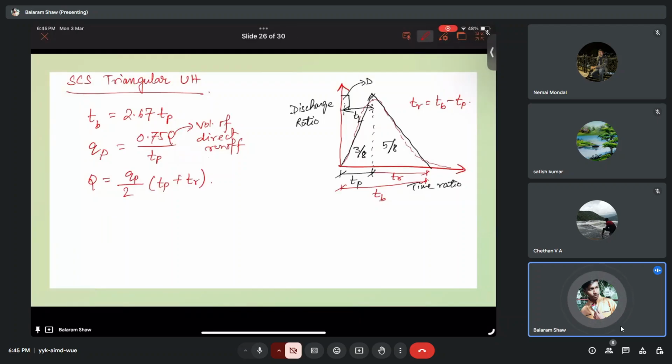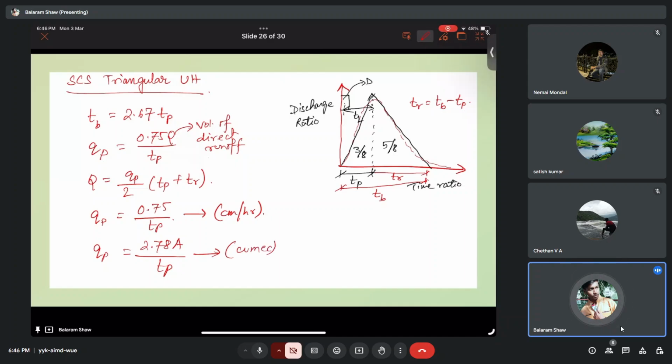So how do we find this QP? QP we find as 0.75 by TP. Because the volume of the direct runoff under the unit hydrograph is always 1 centimeter, right? Hence the peak discharge can be calculated as 0.75 by TP, and this will be in centimeter per hour. Now if you want this peak discharge in volumetric units, in cumecs, you can write that as 2.78 into A divided by TP, where this QP will be in cumecs.